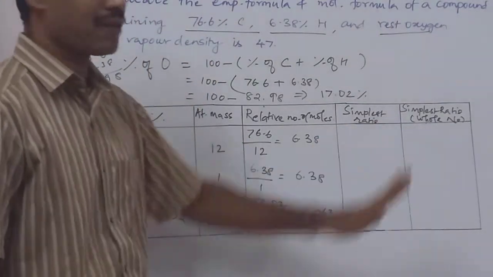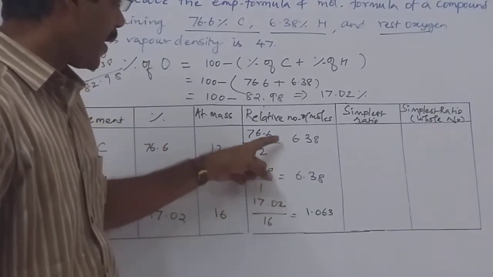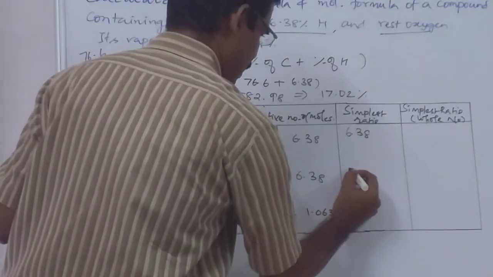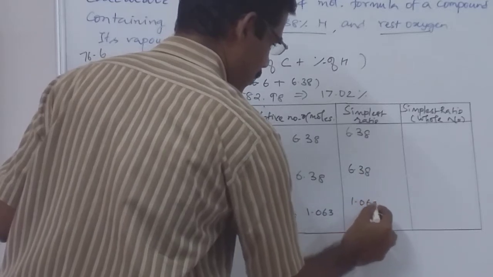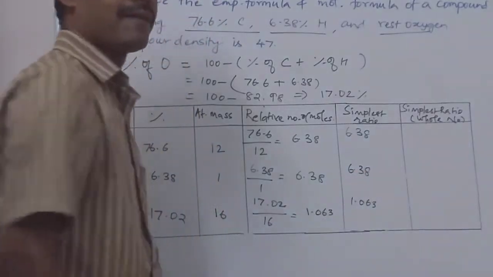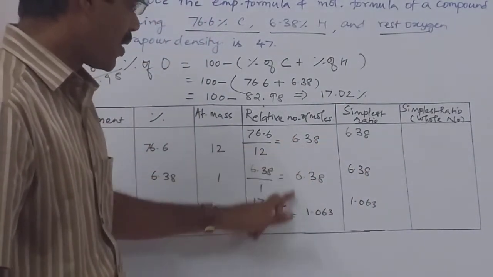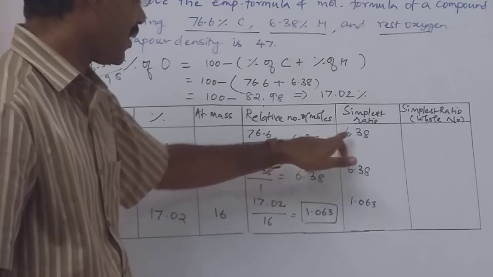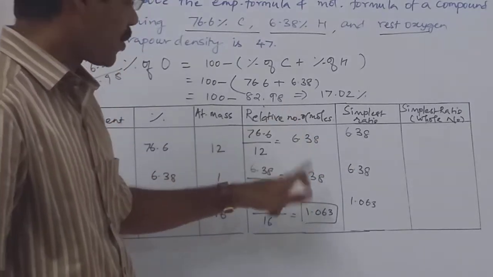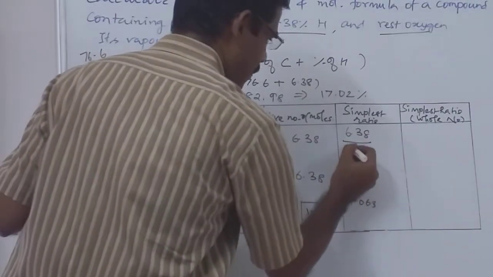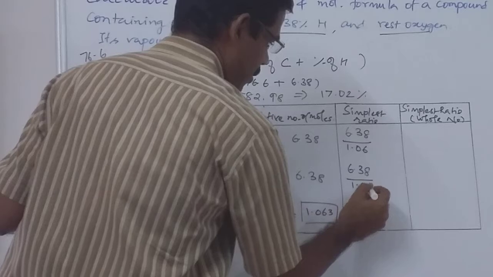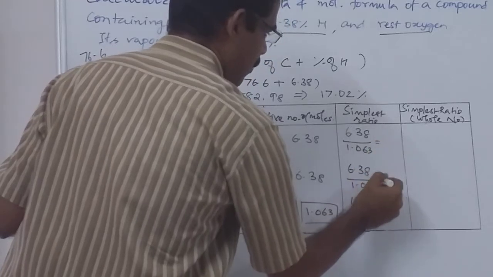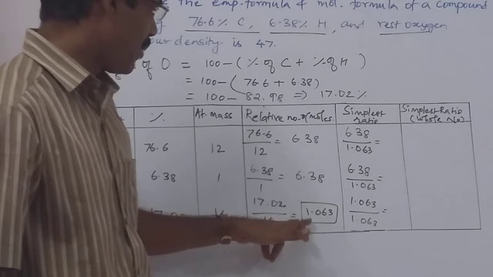Now how to calculate the simplest ratio? The simplest ratio can be calculated by dividing the relative number of moles by the smallest number among the relative number of moles. Here you have to identify the smallest number. Which is the smallest number? This 1.063 is the smallest number. So you have to divide each answer by the smallest number among these three, 1.06.